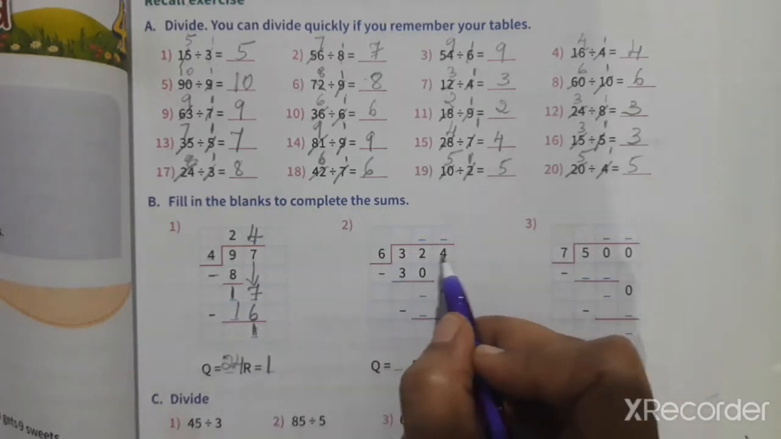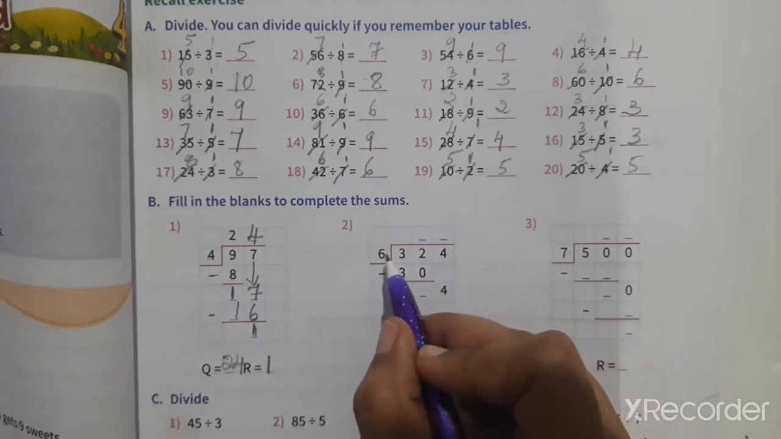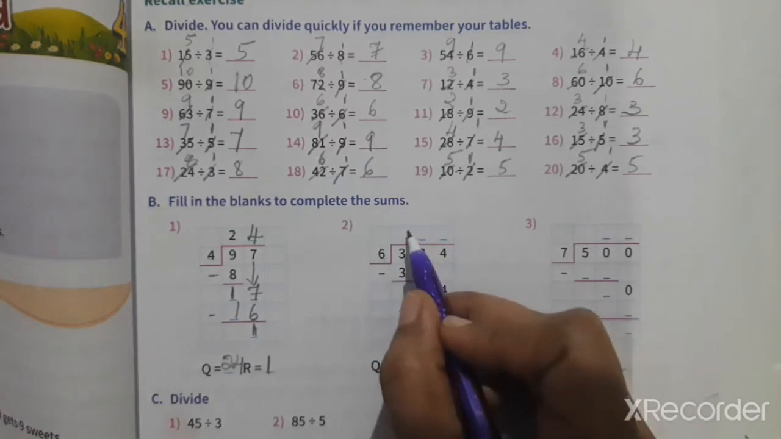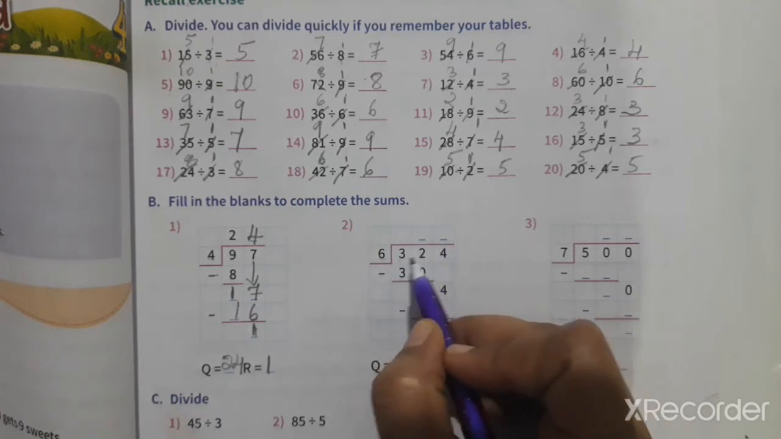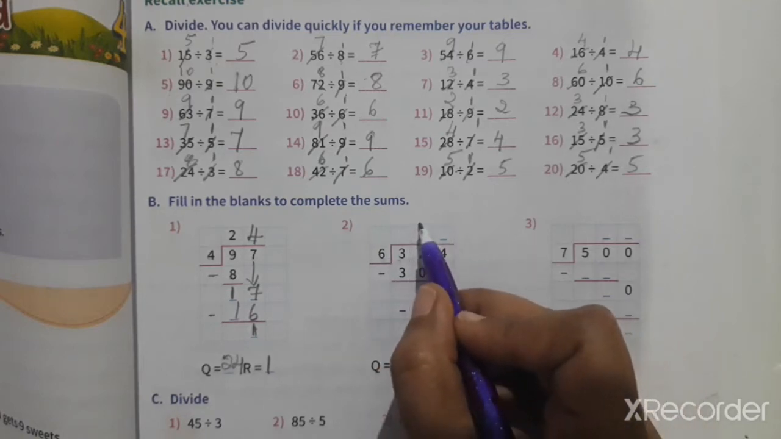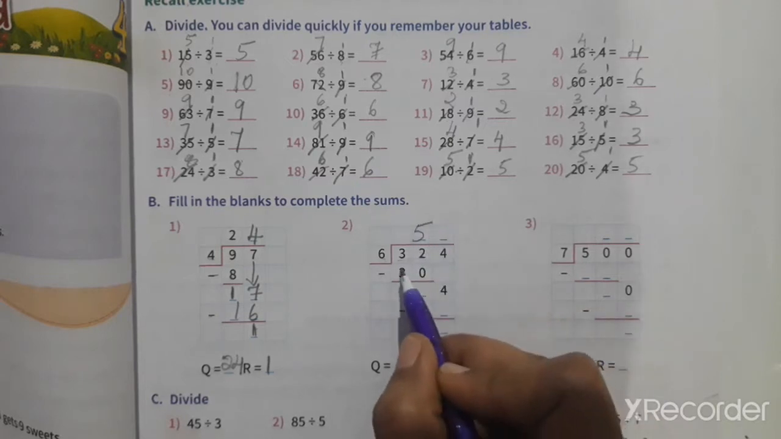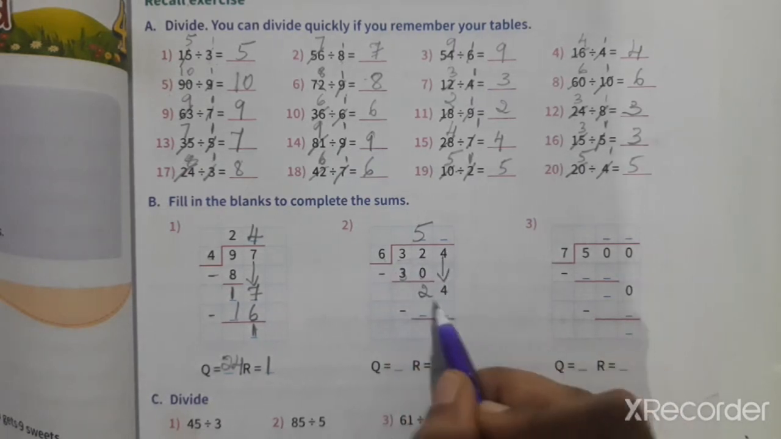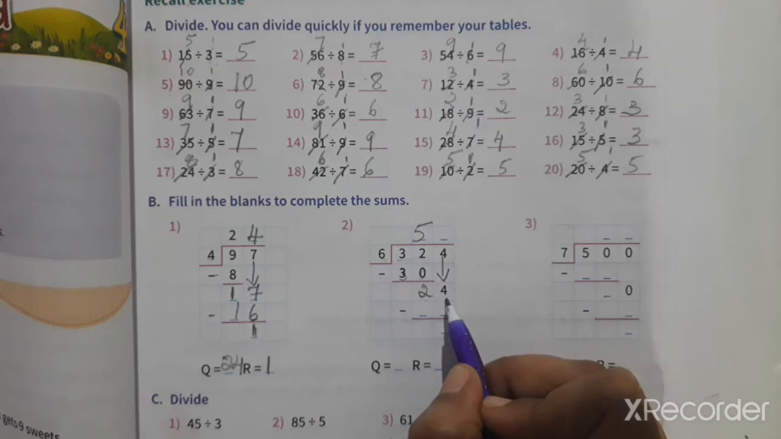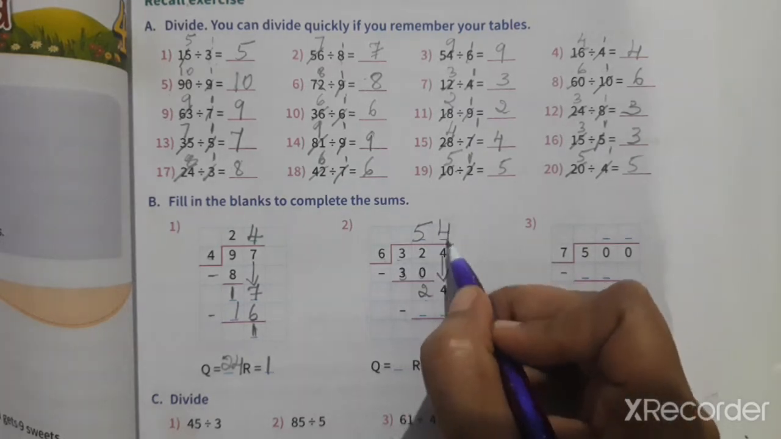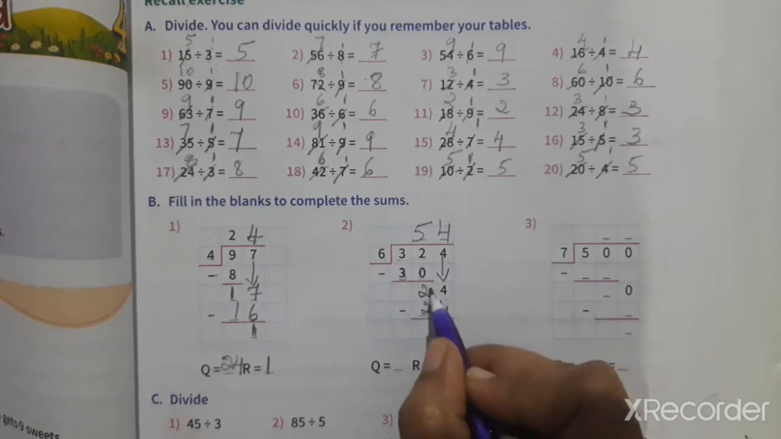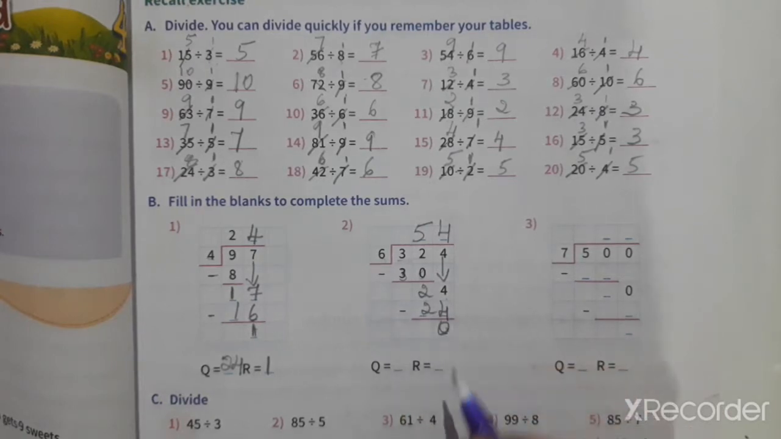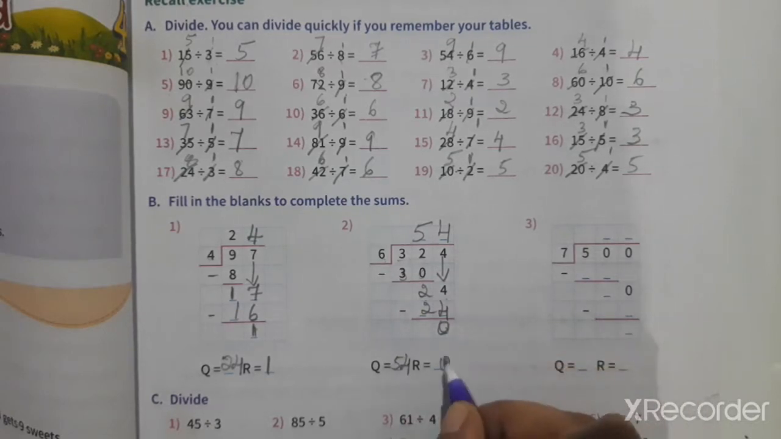Next 6 we have to divide. 324 divided by 6. 6 is the divisor. This number's tables we have to check. 3 how much are nearer to 32? 3 fives are 30. That is nearer to 32. So 32 minus 30 is 2 remainder. And bring this 4 down. So 24. 6 how much are 24? 6 fours are 24. 24 minus 24 remainder is 0. So quotient is 54 and remainder is 0.